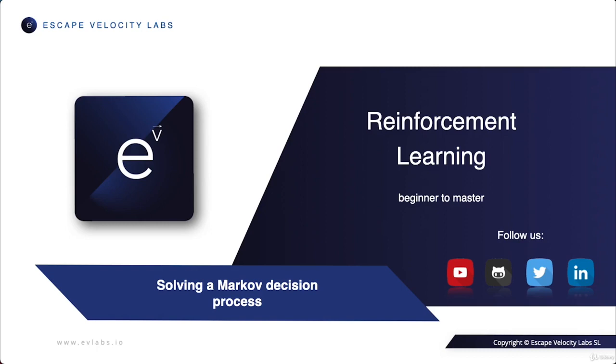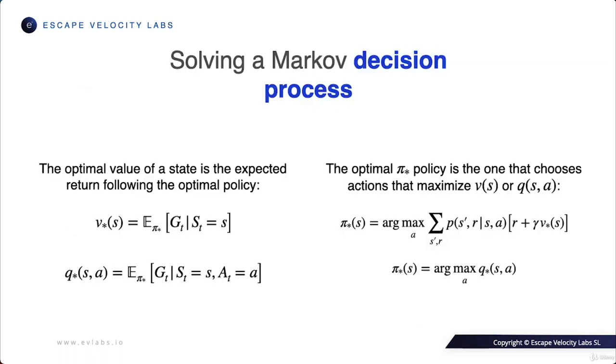In this video, we are going to see in a general way what it means to find a solution to a Markov decision process. Remember that solving a control task consists of maximizing the expected return. The value of a state is precisely that expected return, so solving a task involves maximizing the value of every state, or maximizing the value of every Q value.